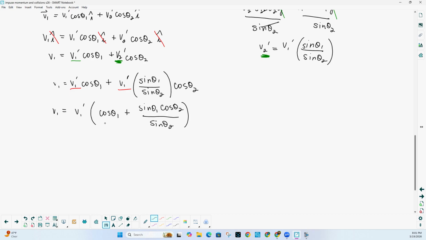And now I'm going to divide both sides by this term. Cosine theta 1 plus sine theta 1 cosine theta 2 over sine theta 2. And I'm going to divide this side by the same thing.